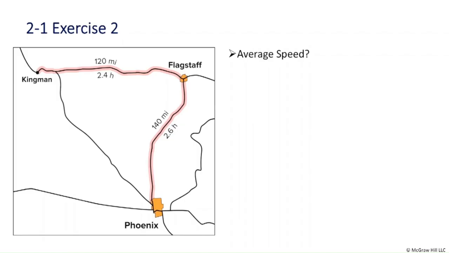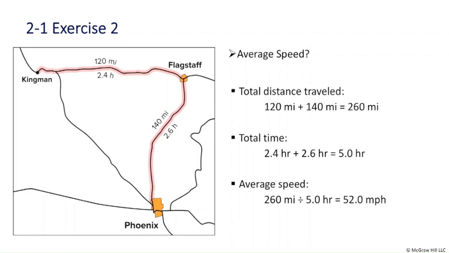Okay. So first we find the total distance. So the distance from Kingman to Flagstaff plus the distance from Flagstaff to Phoenix, right? So from Kingman to Flagstaff it is 120 miles and from Flagstaff to Phoenix it is 140 miles. So the total distance traveled is 120 plus 140 which is 260 miles.